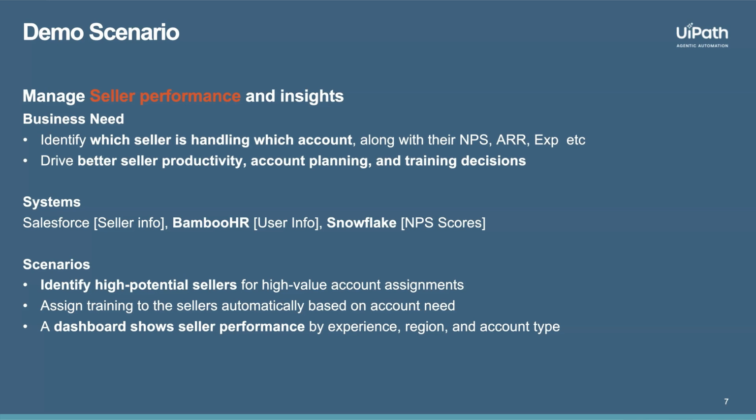But here is the challenge: your critical data is scattered. For example, your data about sellers or accounts is in Salesforce, your seller job title, department, and regions are in BambooHR, and your NPS scores are in some analytics tool like Snowflake. So now I will pass it on to Jyoti, who will walk us through how we can use Data Fabric to solve this. Over to you, Jyoti.